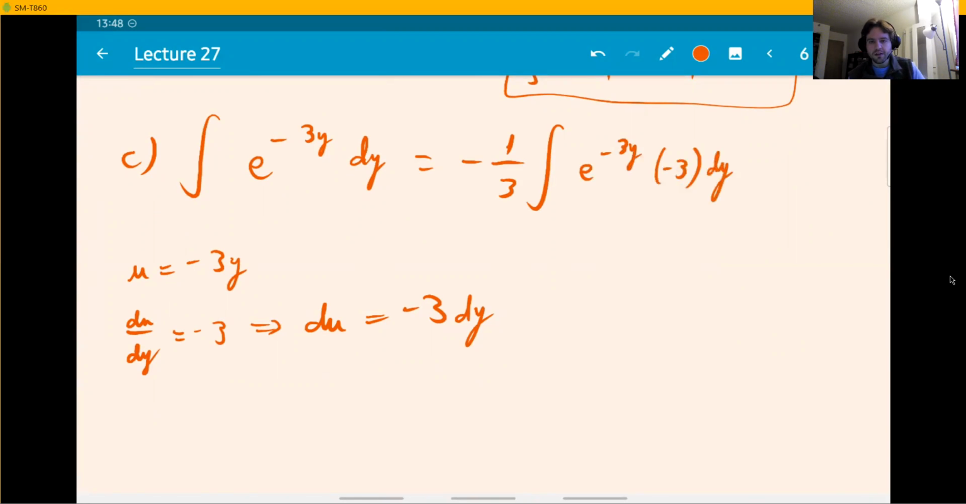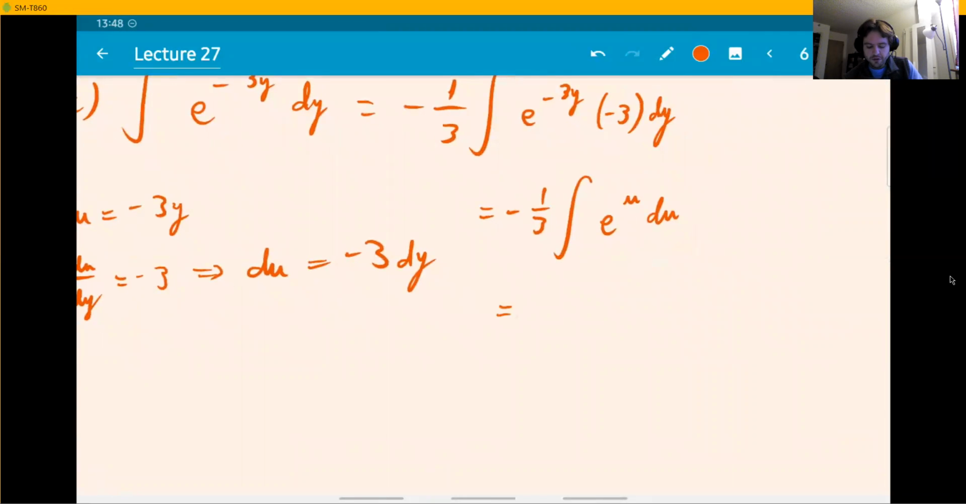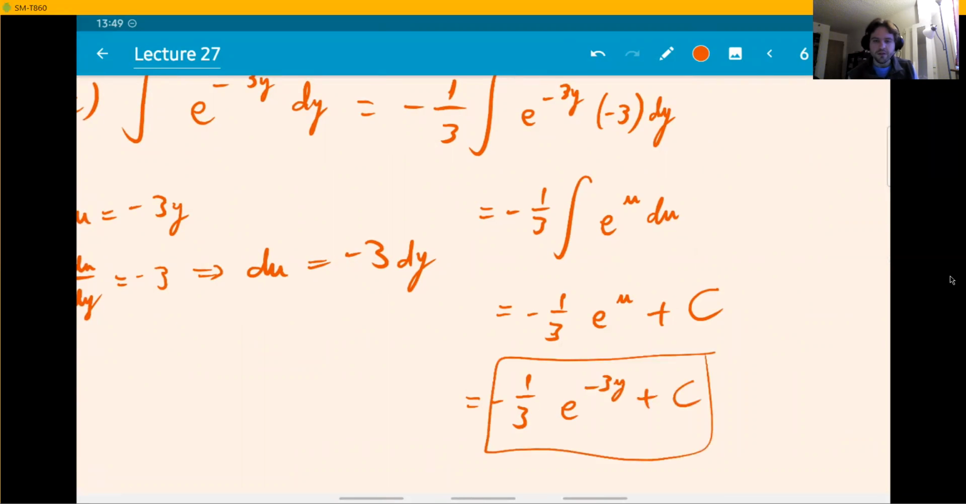So like this, and now you do your substitutions. Minus 1/3 e to the u du. Integral of e to the u is the same thing as e to the u. The derivative of the exponential function is itself. And u is equal to minus 3y. So that's the answer.